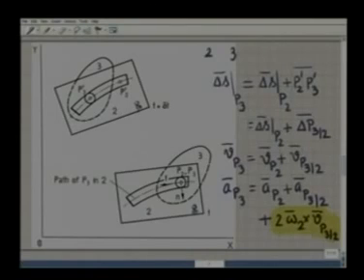Now, this Vp32 and Ap32 are nothing but the velocity and acceleration of the point P3 as measured by an observer who is sitting or attached to body 2. Now, velocity of the point P3 as seen by this observer on body 2 is always tangent to the path. If the path is known, then Vp32 is tangent to the path. But Ap32 has 2 components, one tangent to the path and the other normal to the path.